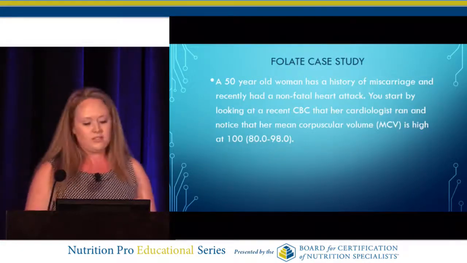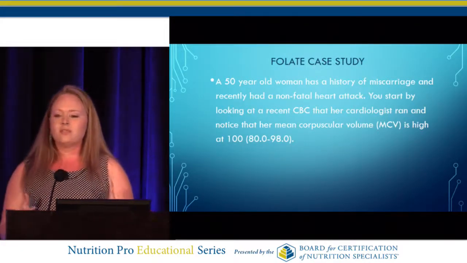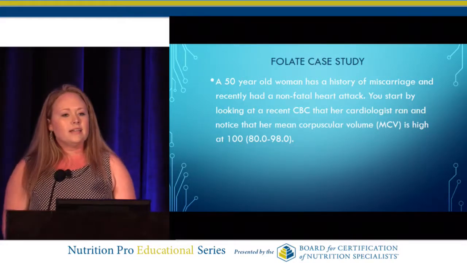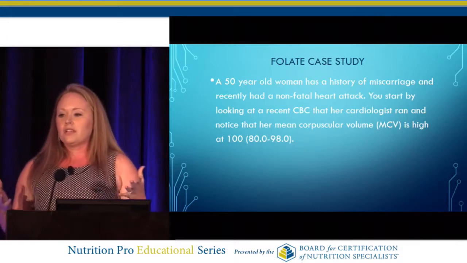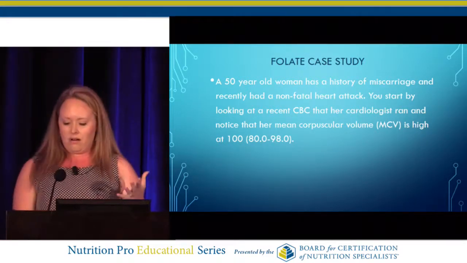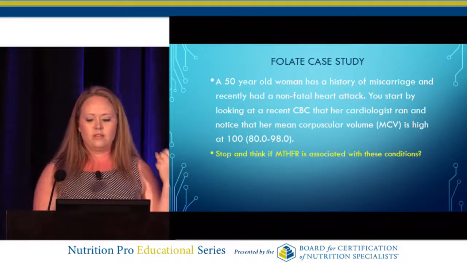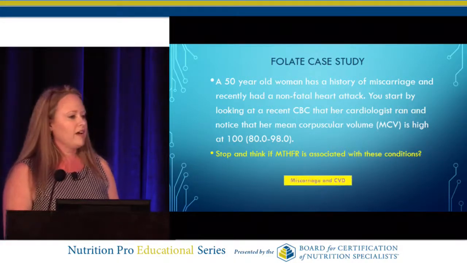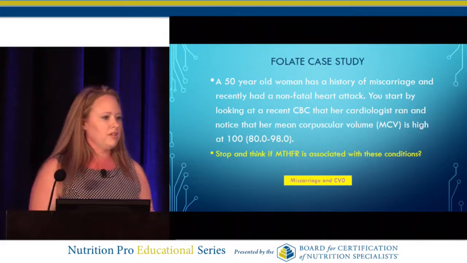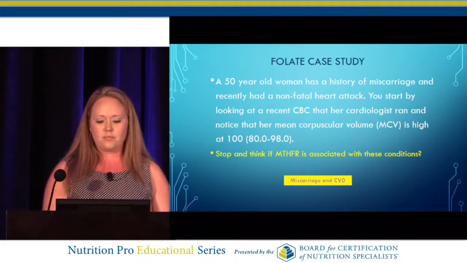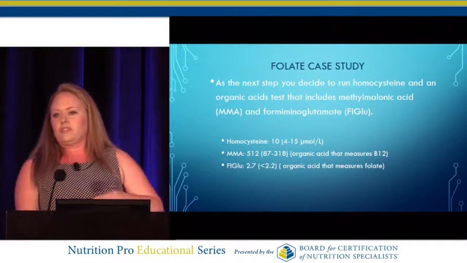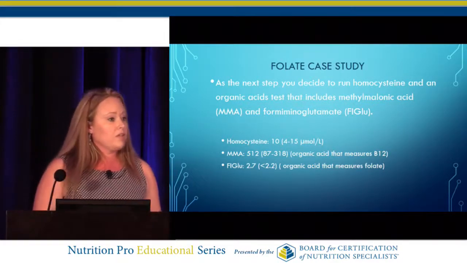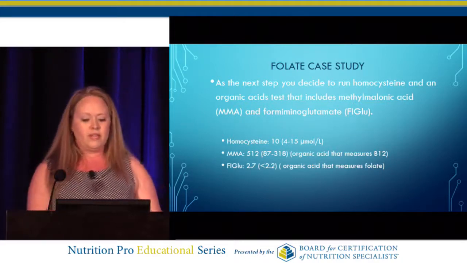Let's put this into practice. We have a 50-year-old woman who has a history of miscarriage and recently had a non-fatal heart attack. You check her CBC and it's elevated. So the first thing, as clinicians, we need to stop and think, okay, are there conditions associated with her presentation, right? So miscarriage and cardiovascular disease are associated with MTHFR C677T. So we think cardiovascular disease, let's run a homocysteine level, and now that we know about folate trapping, we're going to look at methylmalonic acid and formiminoglutamate.